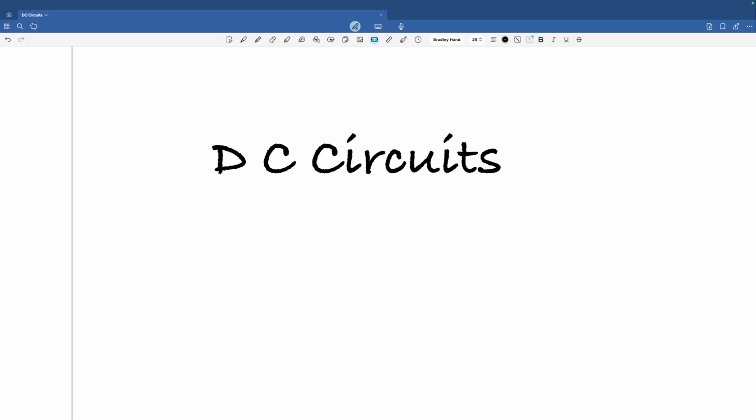All right, dear students, here is a very important chapter called DC circuits, meaning direct current circuits. Now, in a direct current circuit, the current flows in the same direction and the magnitude never changes. That's why it's called a direct current. So it's basically constant magnitude, same direction.